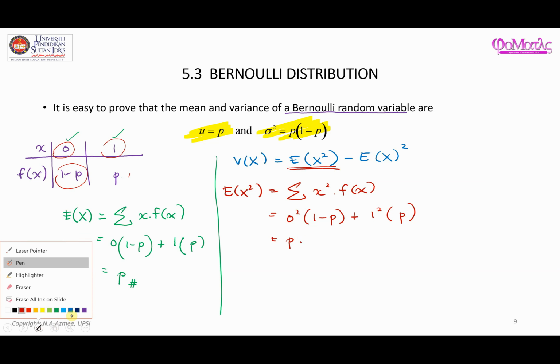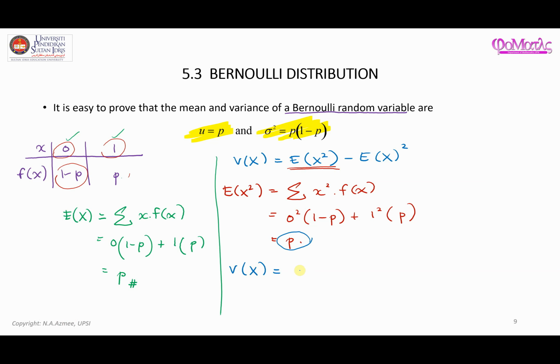Next, we're going to find the variance of X. The variance of X is taking this value here, p, minus the value already obtained right here, and you have to square it. So p minus p squared, and you can factor p out. Factoring p out, it becomes p times 1 minus p, and this is what is shown right here on the right hand side of this equation.